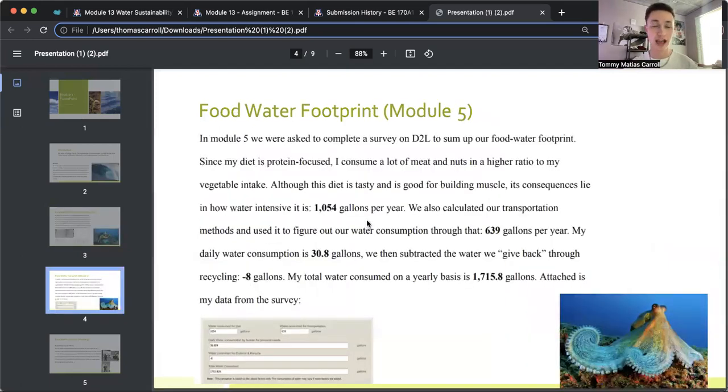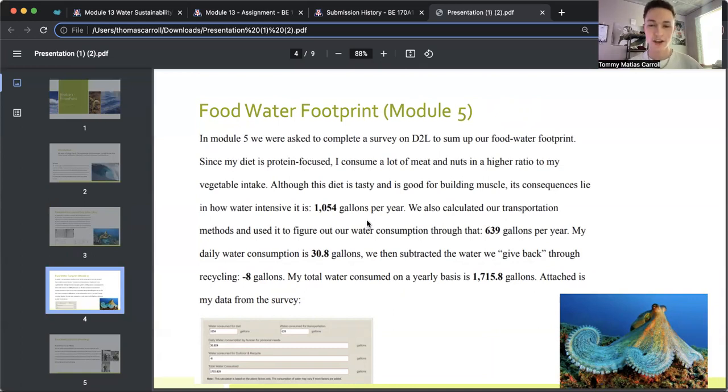Module 5 has had us doing a food water footprint. Sorry. We were asked to complete a survey on D2L to sum up our food water footprint. Since my diet is protein focused, I consume a lot of meats and nuts in a higher ratio to my vegetable intake. Although this diet is really tasty and is good for building muscle, its consequences lie in how water intensive it is.